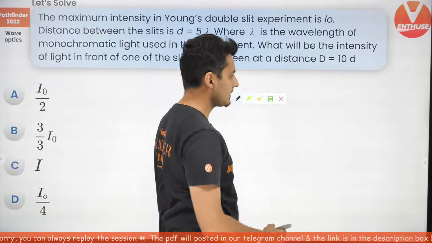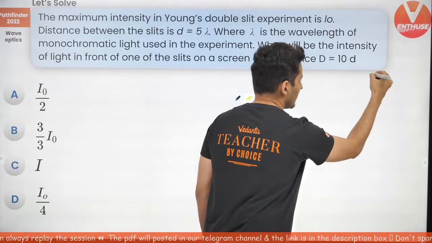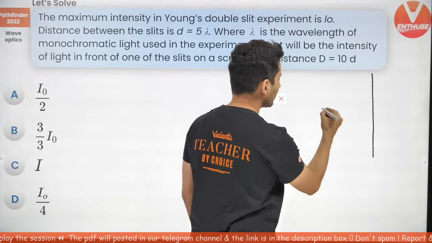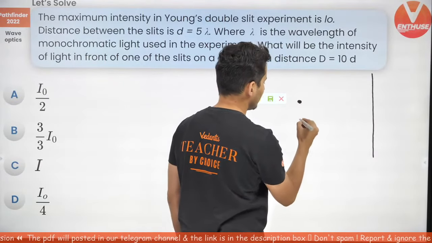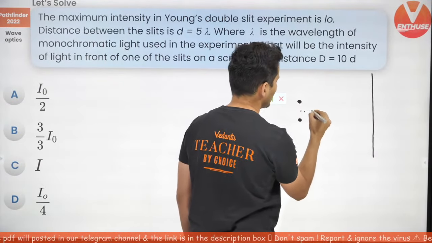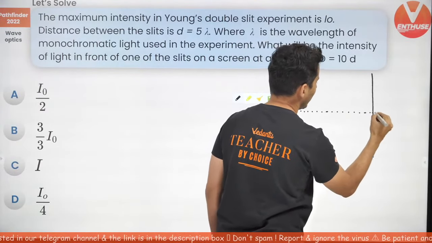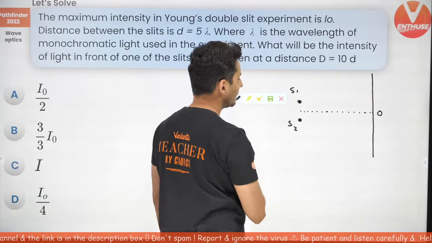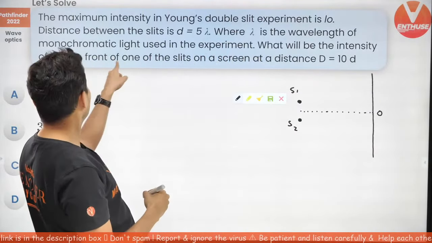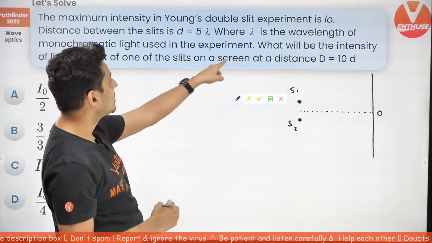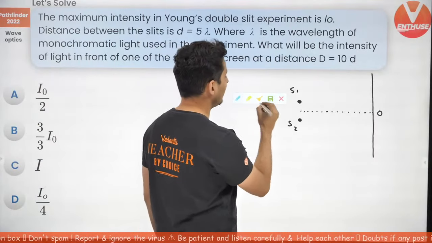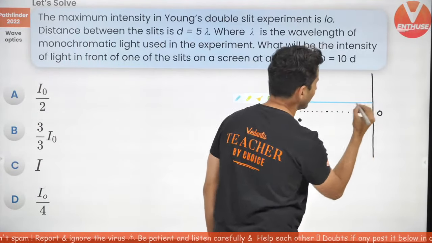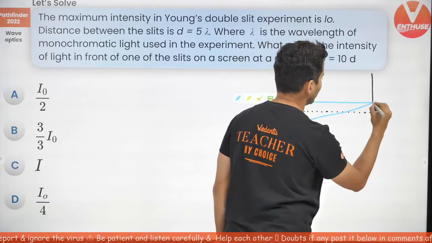Now observe this. See, you have the screen over here. These are the two slits. This is your central line. This is your point O. This is slit 1. This is slit 2. The question is, what will be the intensity of light in front of one of the slits? In front of one of the slits means directly over here, exactly at this point.